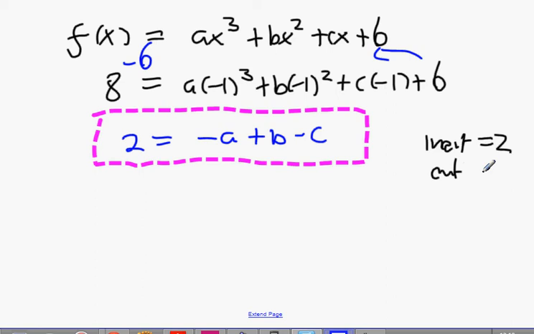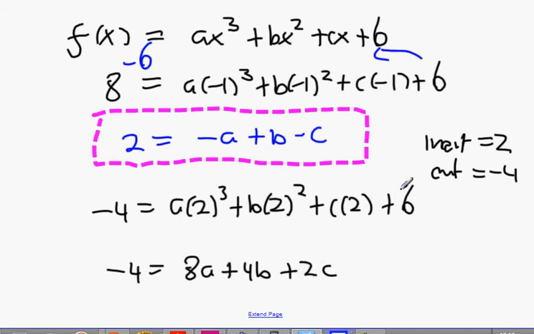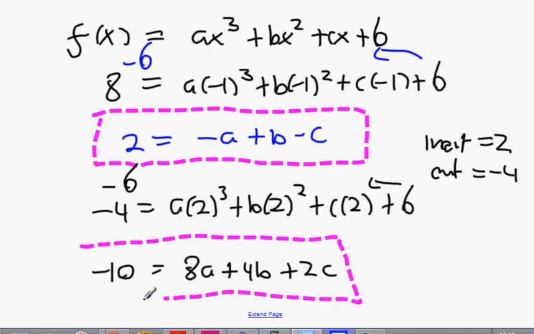Input is 2. Output is minus 4. Now look at this. Minus 4 equals, minus 4 being the output, a times 2 cubed plus b times 2 squared plus c times 2 plus 6. What we're now going to get is minus 4 equals 8a plus 4b plus 2c plus 6. The 6 goes over the other side, becomes a minus 6, and now we're going to have minus 10. That is equation number 2.